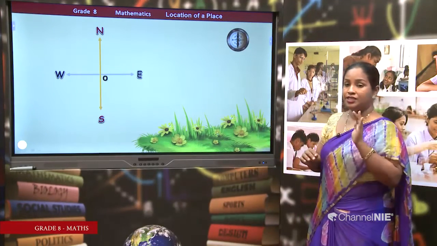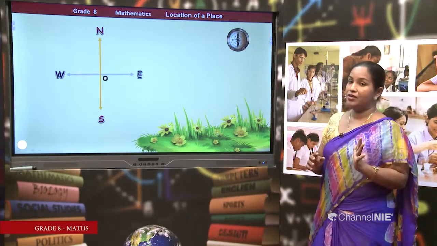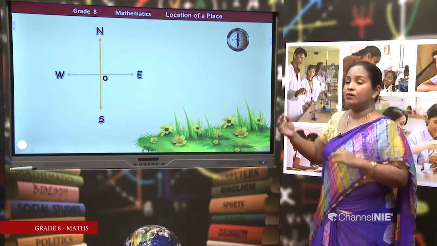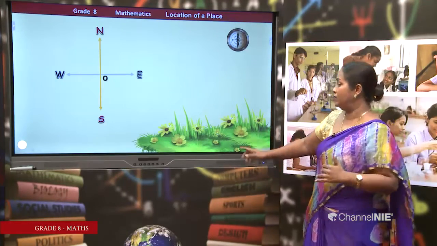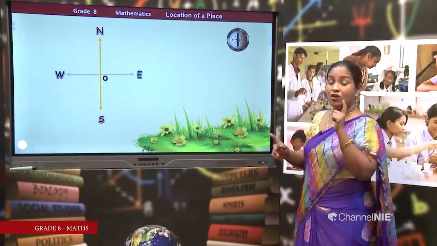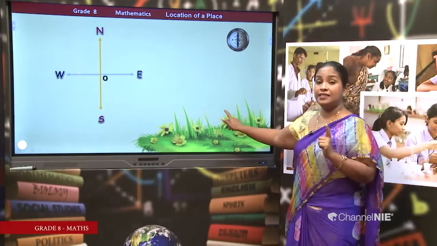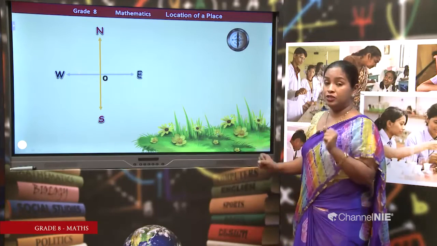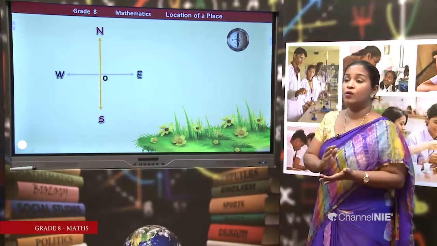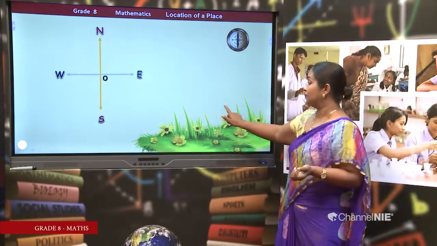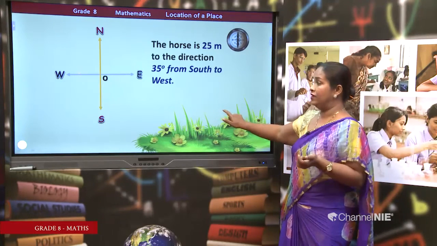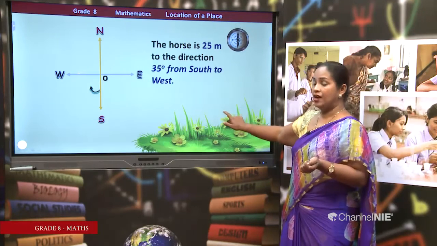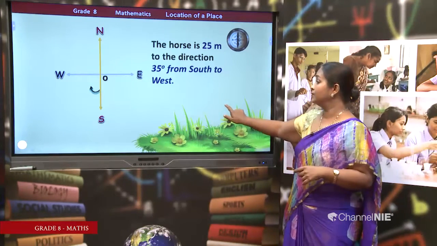Earlier, we just mentioned the direction only. Did we mention the distance? No. We know the horse is in this direction. Which direction? Yes, we are going to check with the distance and direction, both, to find the exact place where the horse is. Earlier we found the horse 35 degrees from south to west.